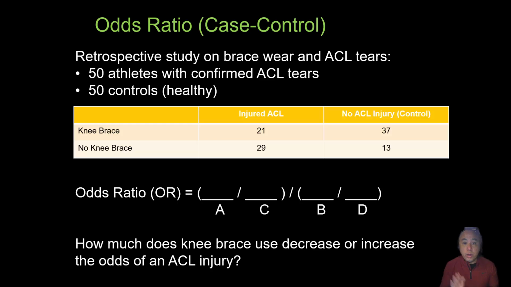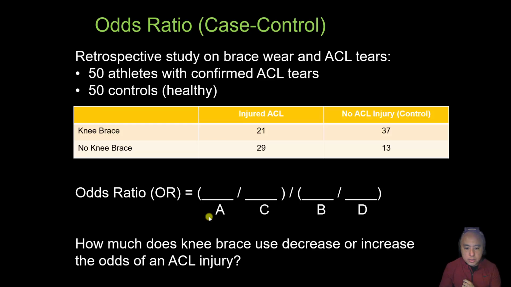I've got here a retrospective study now, and I'm looking back and comparing a group of cases. It's actually called a case control design. So in this case, the case is ACL injuries. So I've got 50 athletes with ACL injuries and compare them to 50 controls, and I wanted to determine whether or not knee brace use lowers the odds of someone getting an ACL tear. So I'll run the case control analysis using the contingency table to calculate the odds ratio.